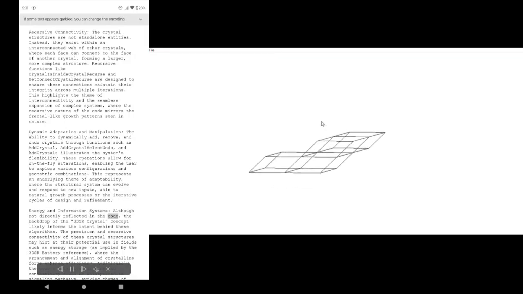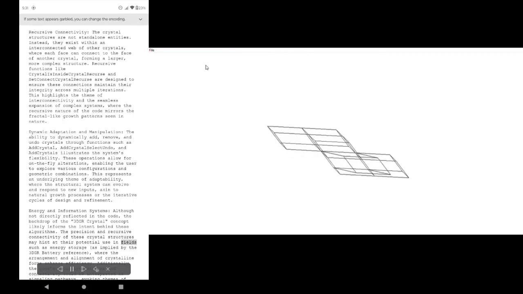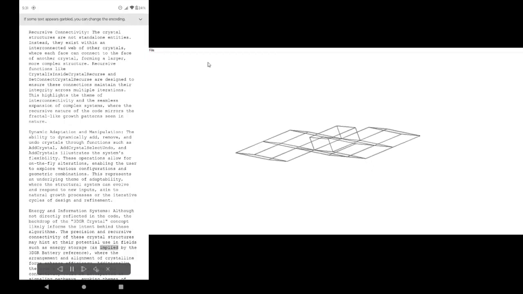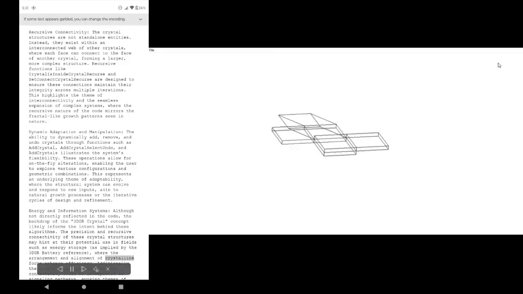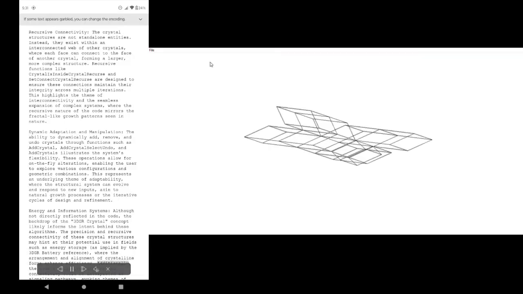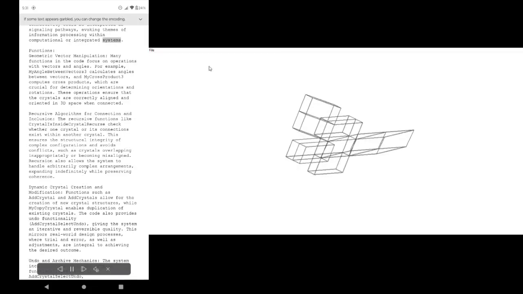Energy and information systems. Although not directly reflected in the code, the backdrop of the 3D GR crystal concept likely informs the intent behind these algorithms. The precision and recursive connectivity of these crystal structures may hint at their potential use in fields such as energy storage, as implied by the 3D GR battery reference, where the arrangement and alignment of crystalline forms enhance efficiency. Additionally, the code's recursive patterns and connectivity could be interpreted as signaling pathways, evoking themes of information processing within computational or integrated systems.